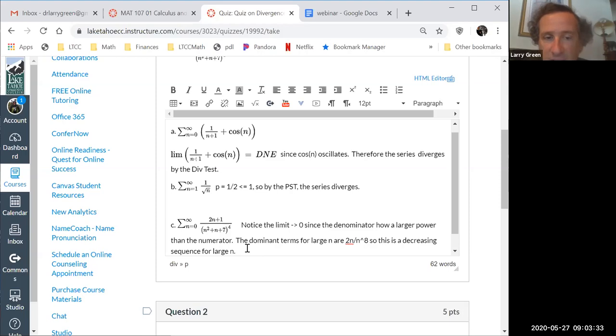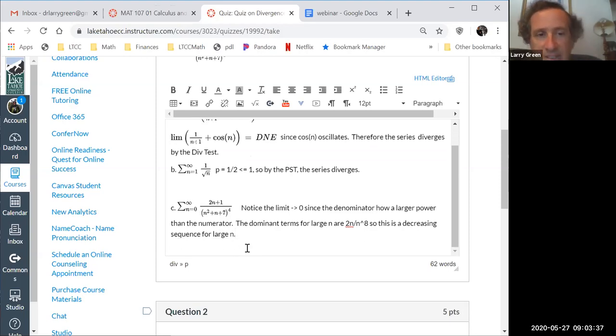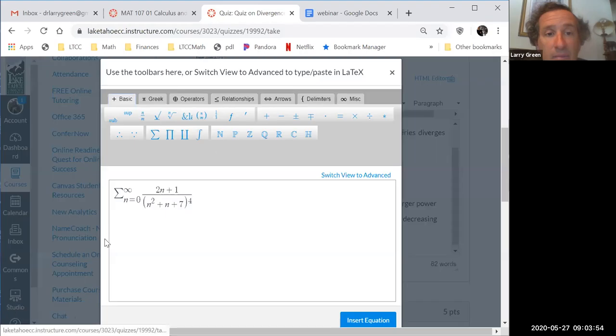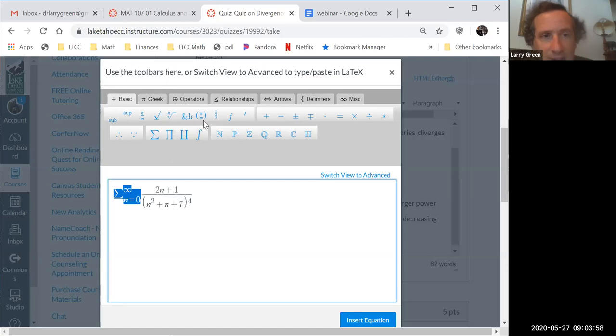Any questions so far on part C? Okay, I tried to make this not too bad, but I'm going to copy it so that I can get into the equation editor and then adjust. So now let's go ahead and integrate. So now we're going to have an integral.